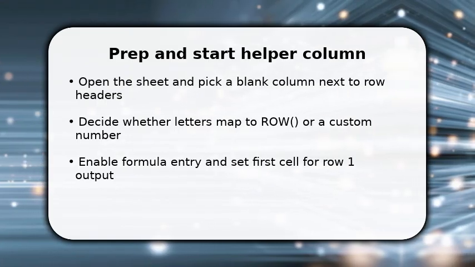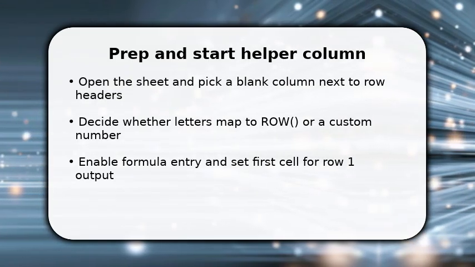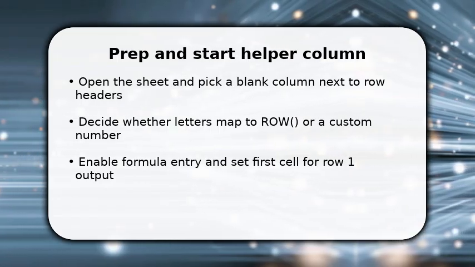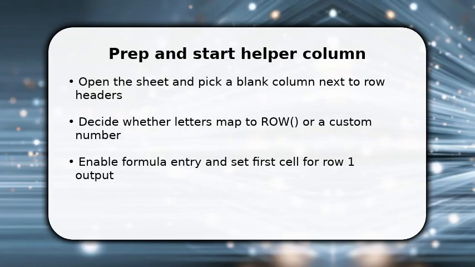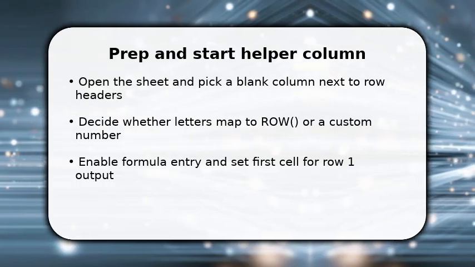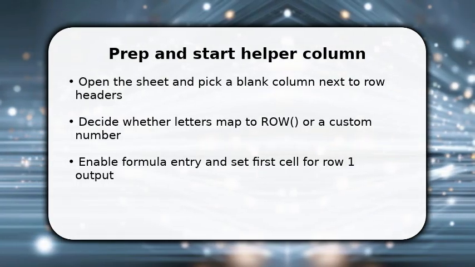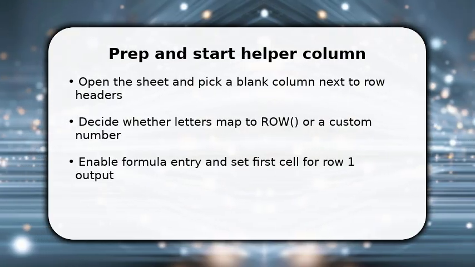Once decided, select the top cell where row 1 should become A, and make sure you use row or a reference number to drive the conversion. This lets you apply a single formula and fill down. Do that now so the conversion stays dynamic as rows change.